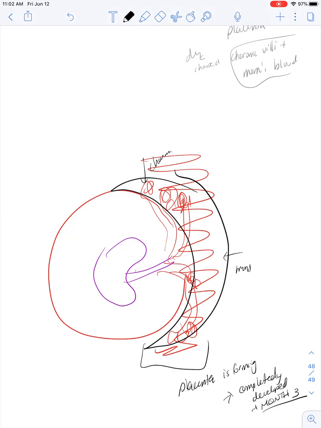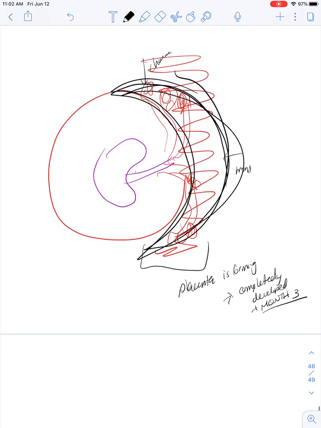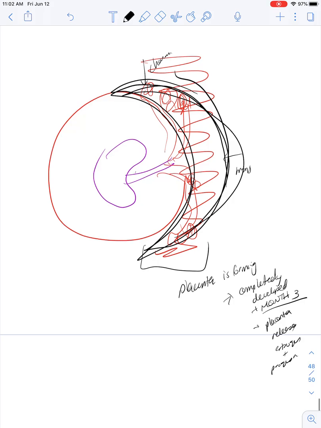So by month 3, the placenta is developed. Okay? And when the placenta is fully developed by month 3, the placenta actually now releases estrogen and progesterone. And so you don't need the HCG anymore. So during month 3, this placenta is going to release estrogen and progesterone. So you don't need the chorion to release HCG anymore.